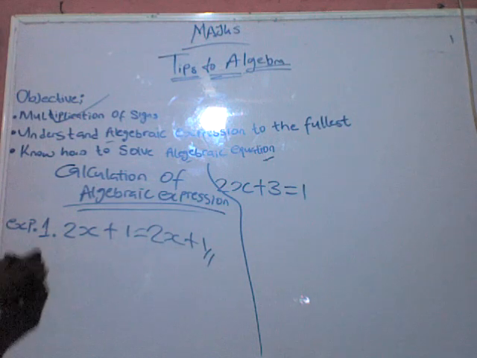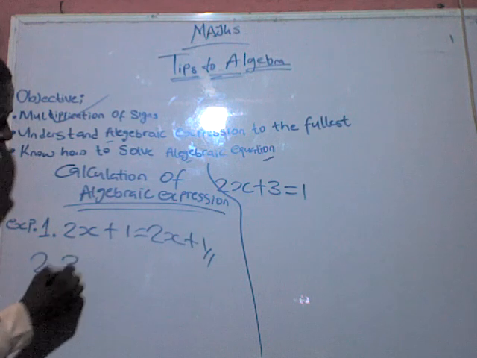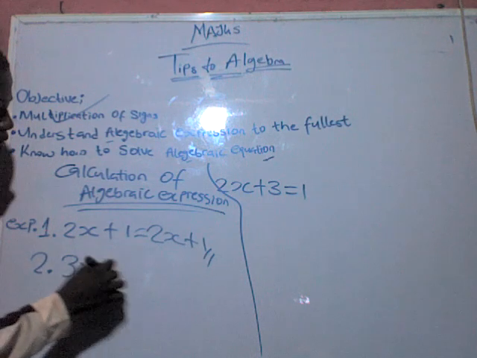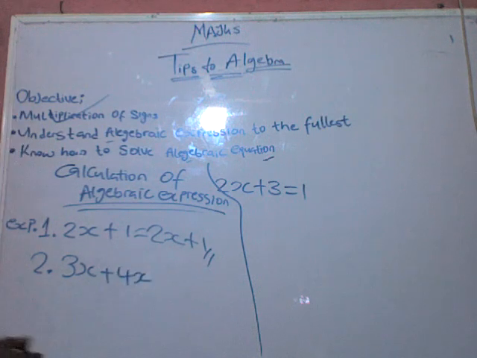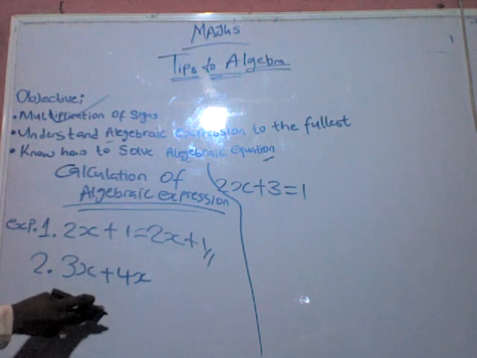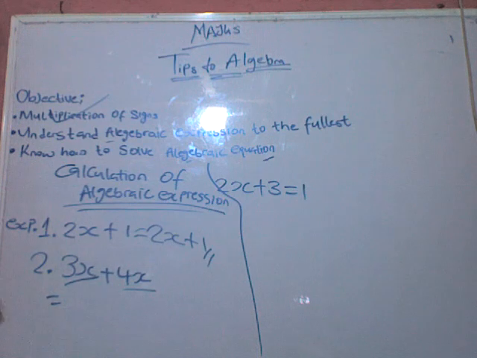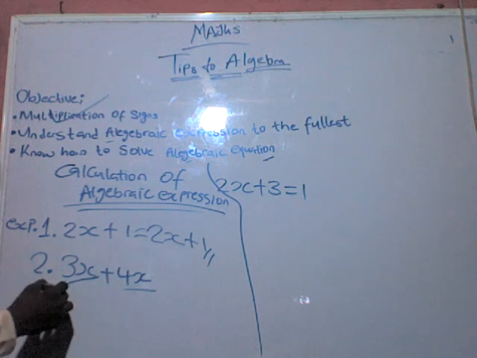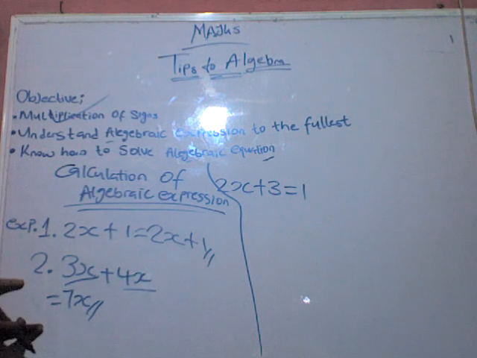Now looking at this other one, we have 3x plus 4x. What would this give us? Firstly, we have the same family, so we could add them together to give us 7x. Now this is all what algebra is about.